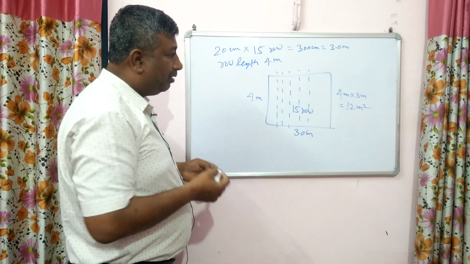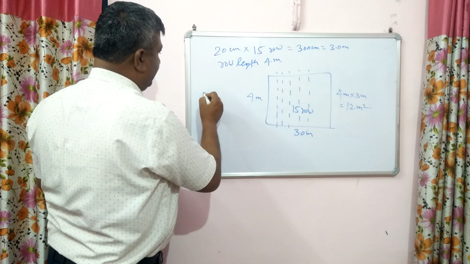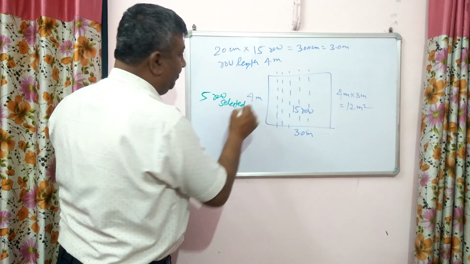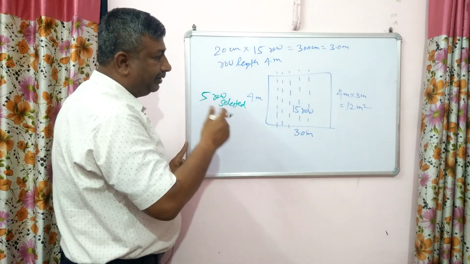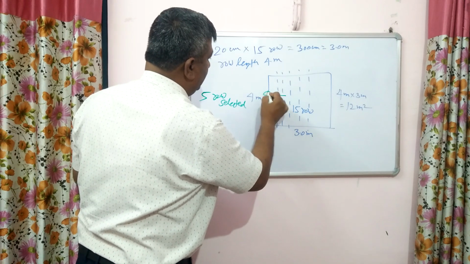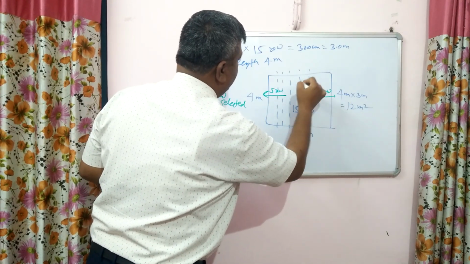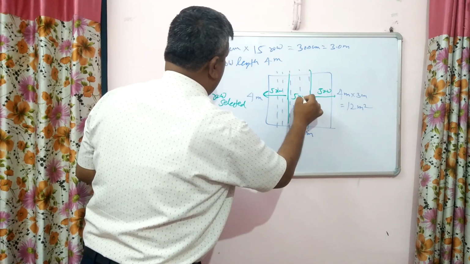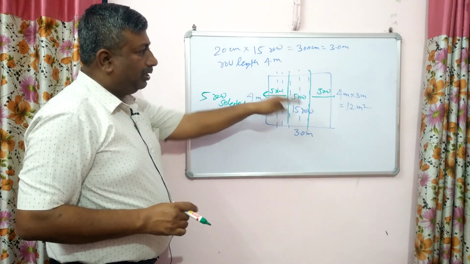Now the net plot area, how is net plot area calculated? It is given that only 5 rows are selected in net plot, leaving the 5 rows from both sides. So 15 rows are there, so 5 rows from here we discarded and 5 rows from here discarded. Only mid 5 rows are selected, leaving the 5 rows from both sides.